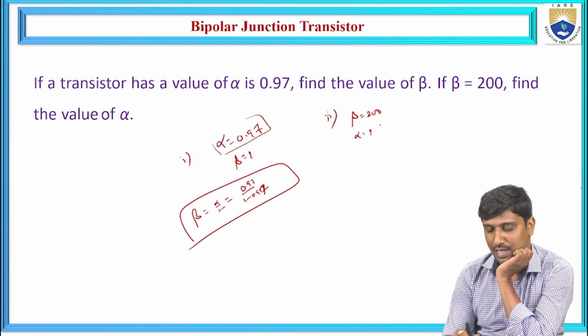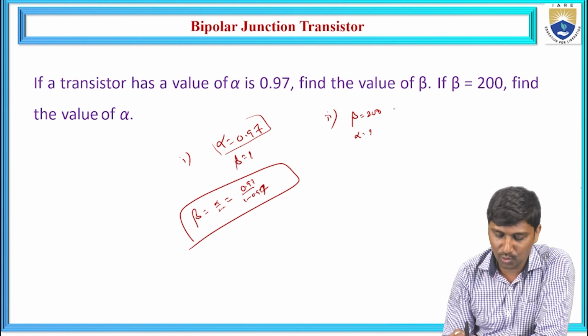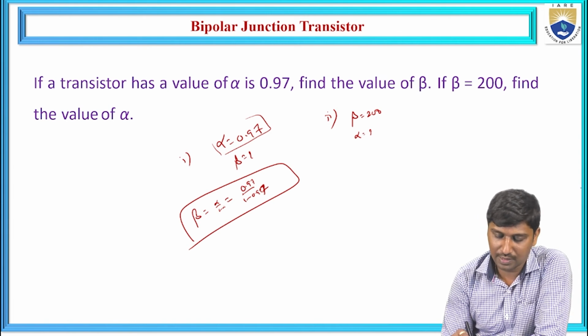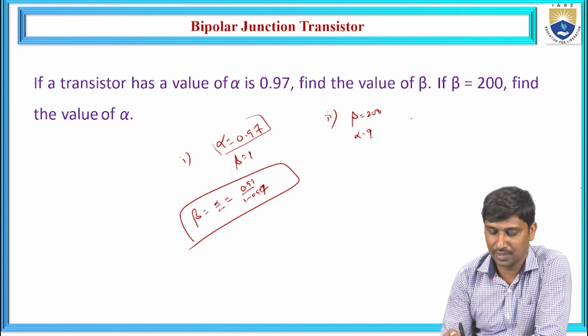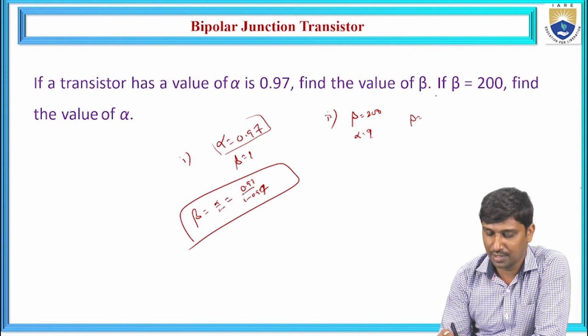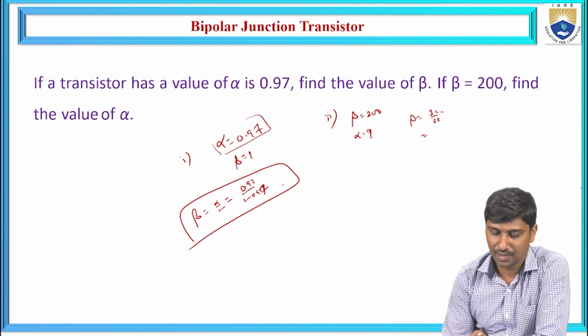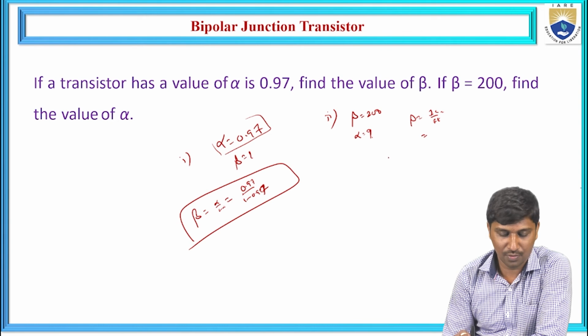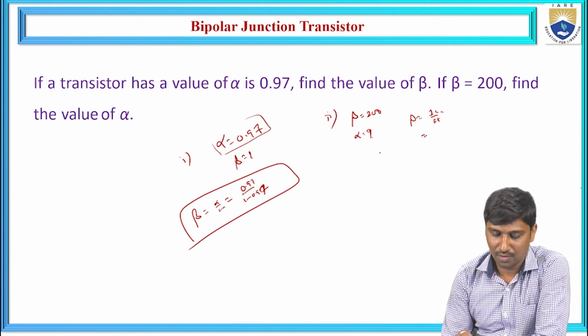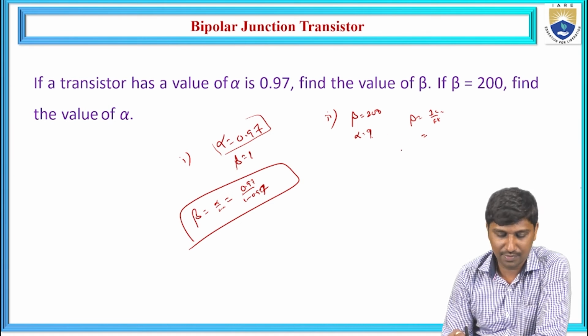Similarly, for the other approach, it is given that beta is 200. So in this case, we need to calculate alpha. So what is beta? It is the ratio of collector current to the emitter current. So what is the value we observed over here? To identify this one, for this case, we will calculate the alpha.